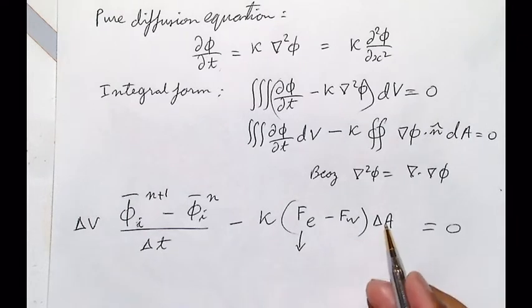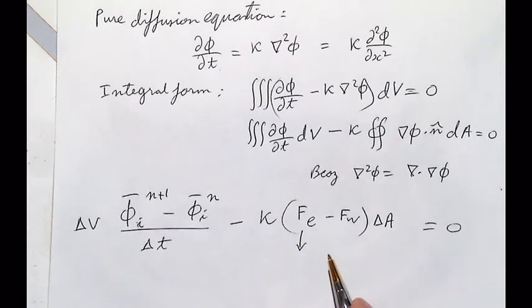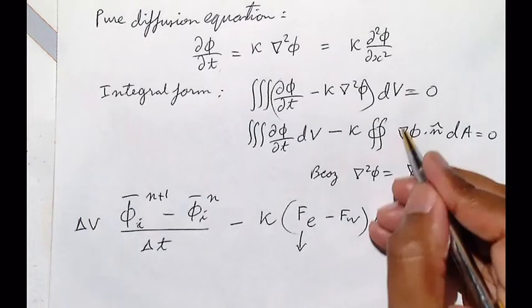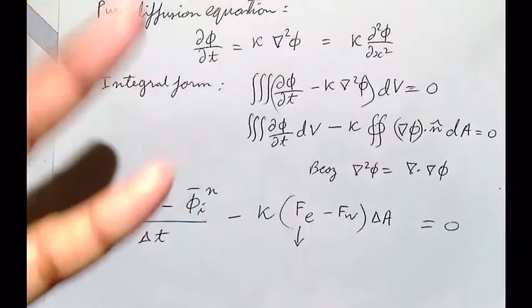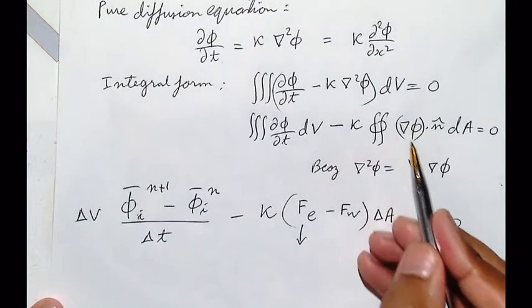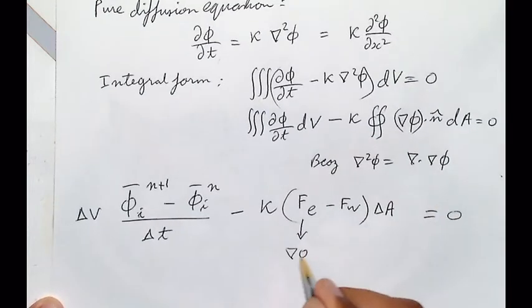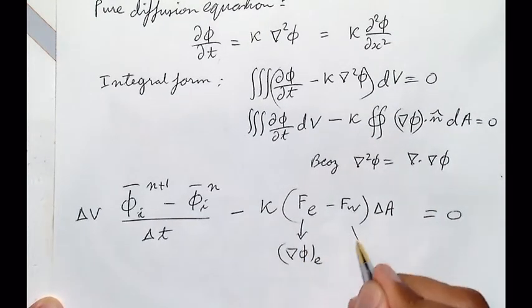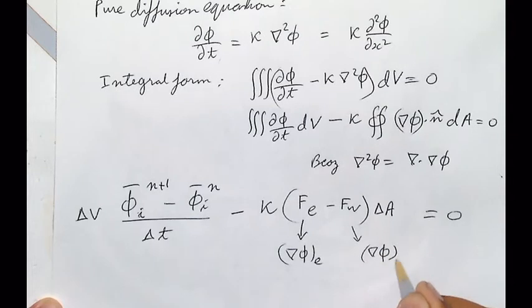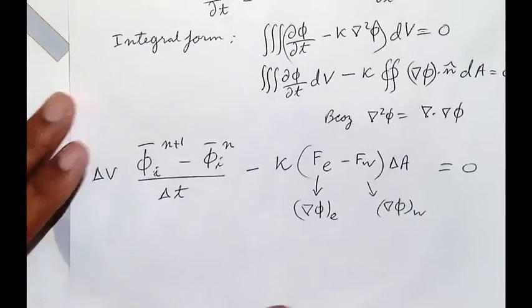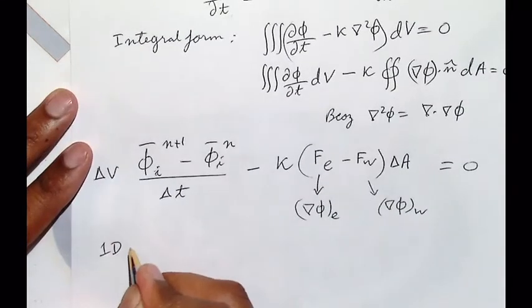No, A is over here. What is A? Okay, FE is what? Grad phi at east. Yeah, it's just the thing inside the brackets here. So it's nabla phi east, and this is nabla phi west. Okay? And again, let's do this in 1D. It becomes very, very clear.